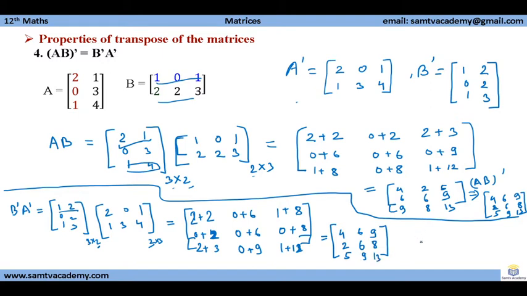Now we can see that these both are equal. 4, 6, 9 is 4, 6, 9, and 2, 6, 8, 5, 9, 13. So hence these are equal, and hence this property is verified.